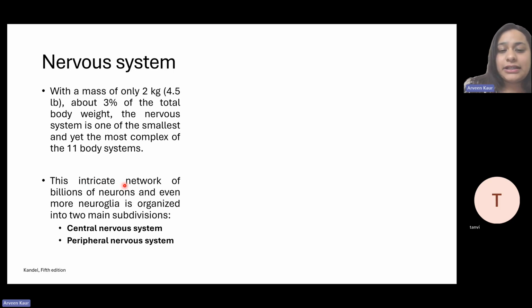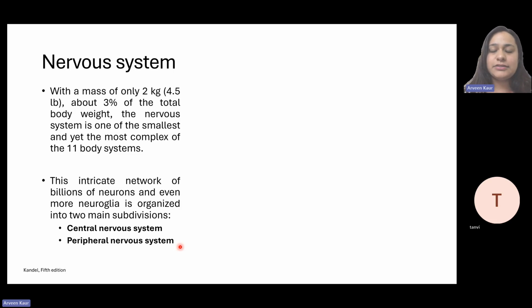Also, this intricate network of billions of neurons and even more neuroglia is organized into two main subdivisions. What are these subdivisions? The central nervous system and the peripheral nervous system. These are broader subdivisions that we are aware of. The central nervous system, we have studied this in school also. That central nervous system comprises basically of the brain and the spinal cord.